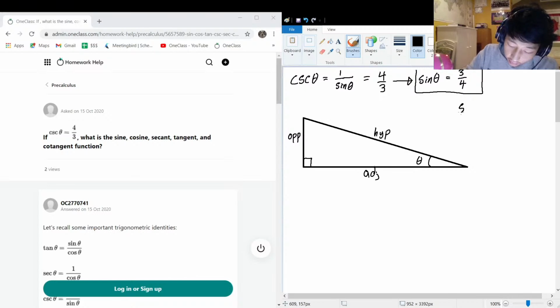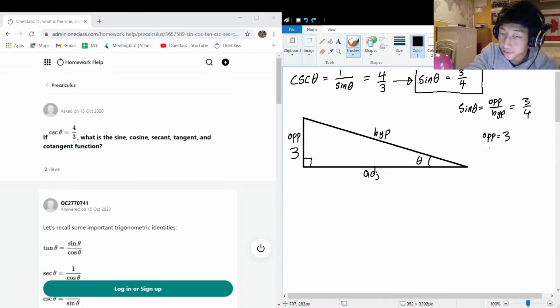Now we know sine theta is equal to opposite over hypotenuse, and that's just 3 over 4 in this case. So that means the opposite must be 3. So this has got to be 3. And the hypotenuse must be equal to 4. So here we've got 4.